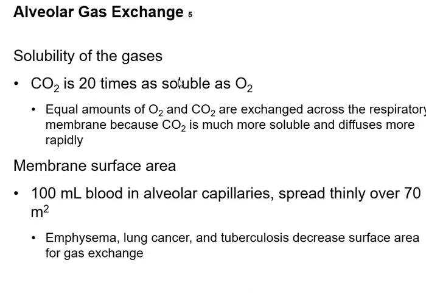In this slide, they're talking about carbon dioxide being 20 times more soluble than oxygen. So you're able to diffuse the carbon dioxide much more quickly, even though it's at a much, much lower concentration than the oxygen is. And if you have emphysema, lung cancer, or tuberculosis, to name some of the problems, you have a decreased surface area. So you've actually destroyed some of your alveoli, and so you don't have as much place for the oxygen and carbon dioxide to exchange.